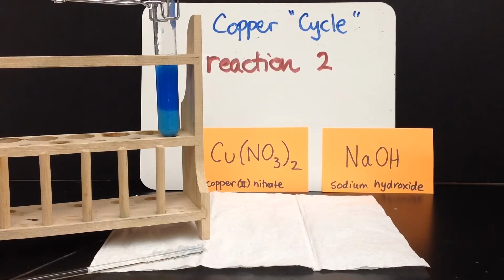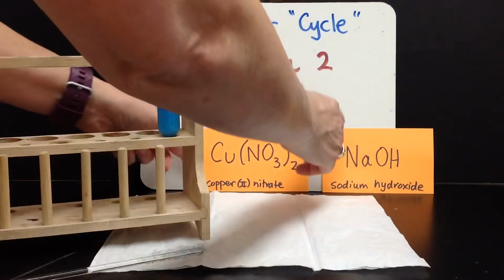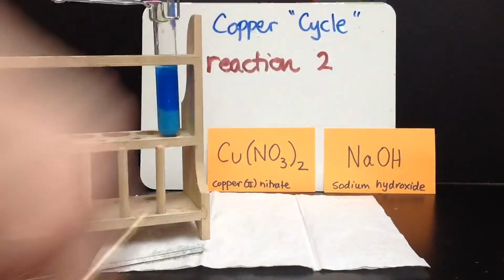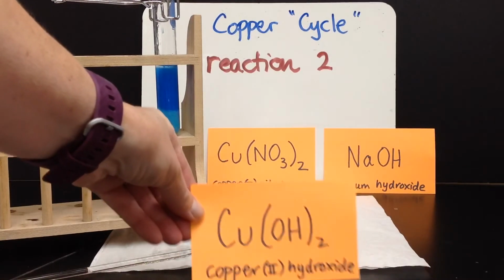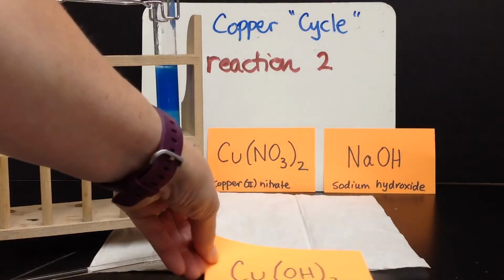Now the glop is something called copper hydroxide. So the parts of this that had the copper and the parts that had the hydroxide are now getting together. We're going to have copper hydroxide as one of the things.